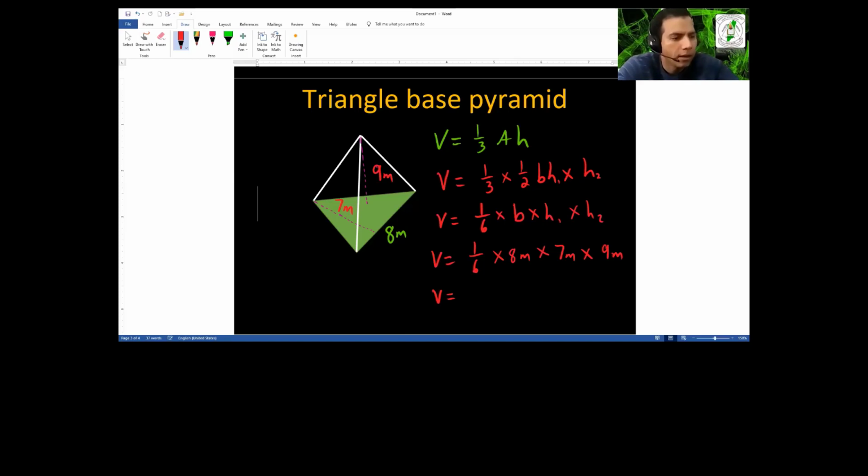So multiplying 8 times 7 times 9, all divided by 6 gives 84 meters to the third power. And this is the volume of a triangle-based pyramid.